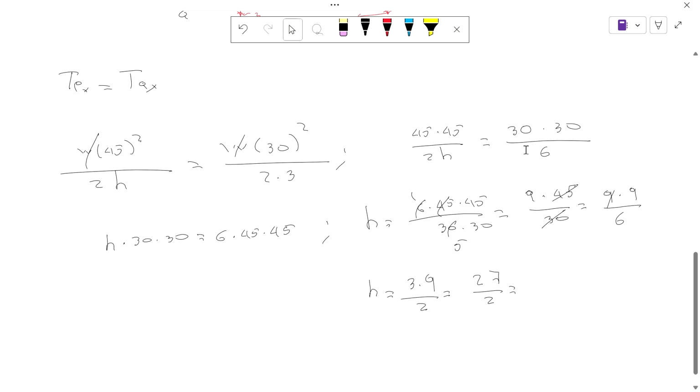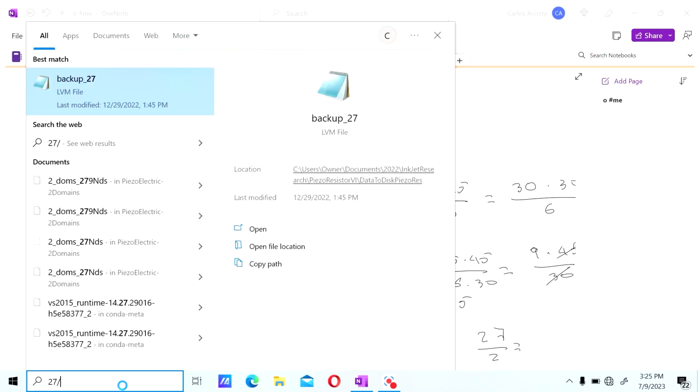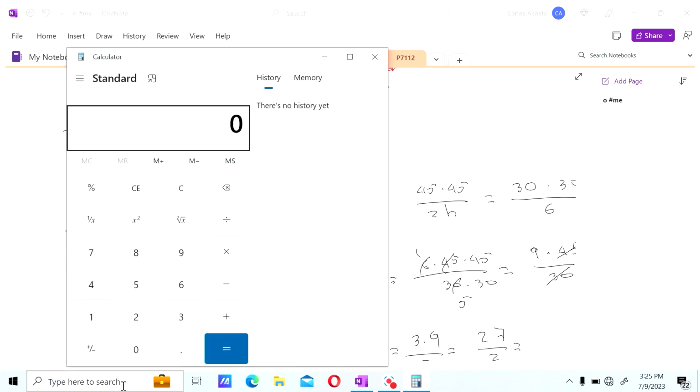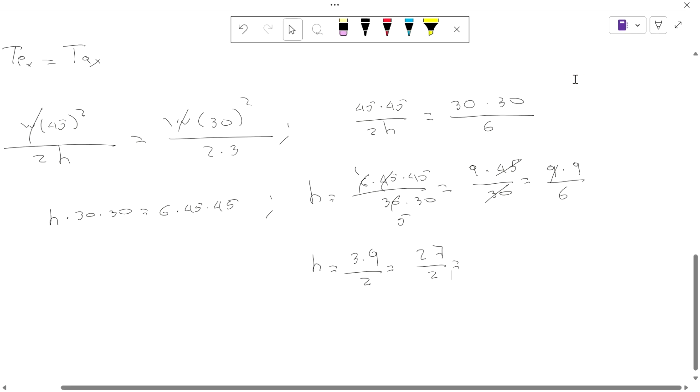What is that equal to? 27 divided by 2. Well, let's do calculator first. So we have 27 divided by 2. We have 13.5. All right. 13.5. That is way bigger than I thought. Do we have an error here somewhere?